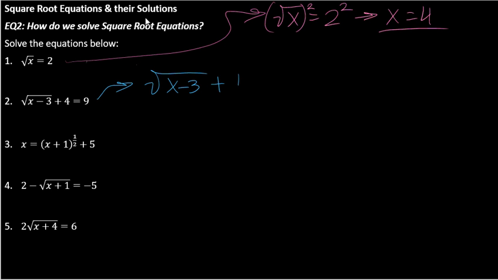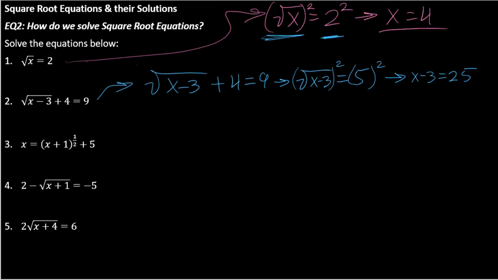Okay, so let's look at a little bit more complicated example. And this is going to remind you a little bit of when we were solving absolute value equations. What you want to do first is get the radical expression isolated. After that, you just square both sides like we did here. So let's go ahead and do that. I'm going to subtract 4 from both sides. Then I'm going to square both sides. And that's going to give me x minus 3 equals 25. And then I'm going to add 3 to both sides. And that's going to give me x is equal to 28.